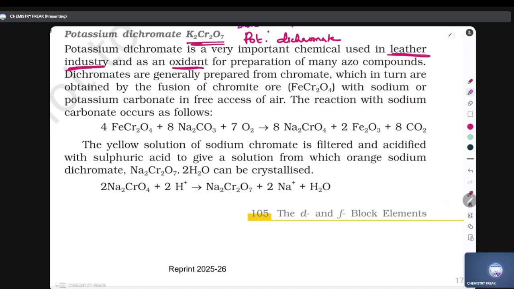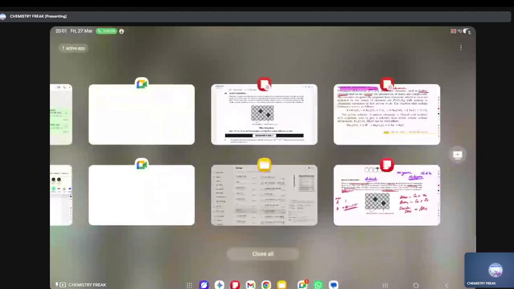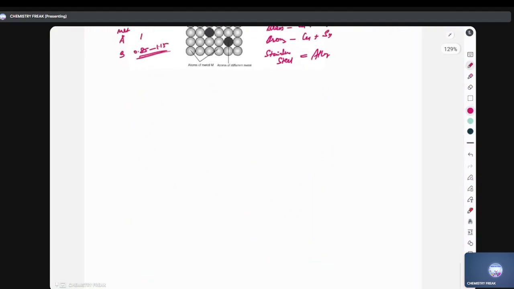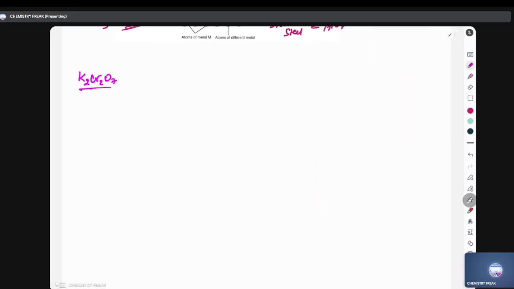How we are preparing this potassium dichromate, and then we will see the chemical properties, physical properties, and all the things. Right. So now we are entering into the interesting part. From here on, this lesson will be interesting. Be happy, everyone. K2Cr2O7. This is potassium dichromate.